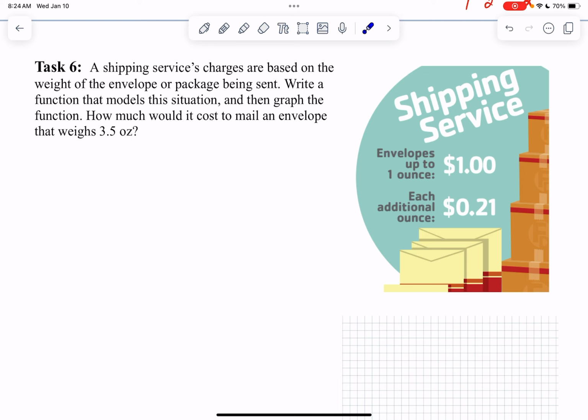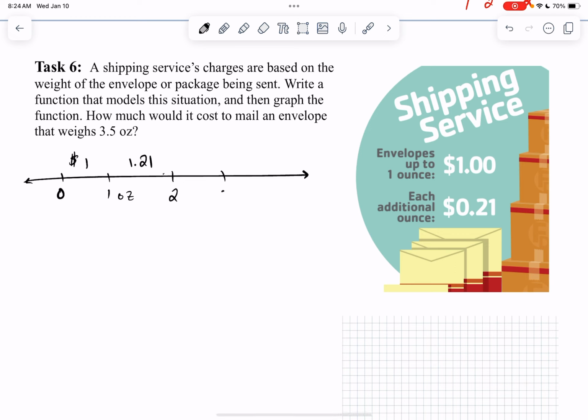Okay, so basically anything from, and I'm gonna do this one slightly different. I'm gonna go ahead and kind of just do a number line. So the smallest package I could have is anywhere from 0 up to 1 ounce. Anything from 0 to 1 ounce is going to be $1. Okay. Anything from 1 ounce to 2 ounces is going to be an additional 21 cents. So it'll be $1.21. Anything from 2 ounces to 3 ounces is going to be an additional 21 cents. So $1.42. Okay. So forth and so on.